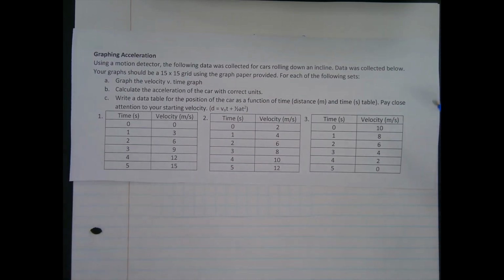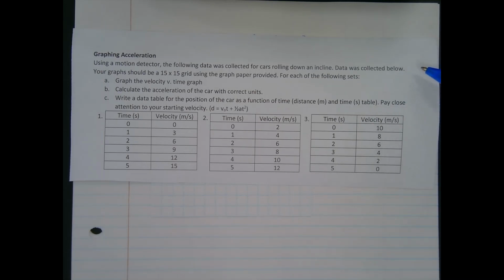Today we're going to be reviewing an example problem about how to graph velocity versus time, and then how to find our acceleration, and then also our distance that the object has traveled per second. Okay, so if I'm looking at the questions, here is the scenario. Using a motion detector, the following data was collected for cars rolling down an incline.